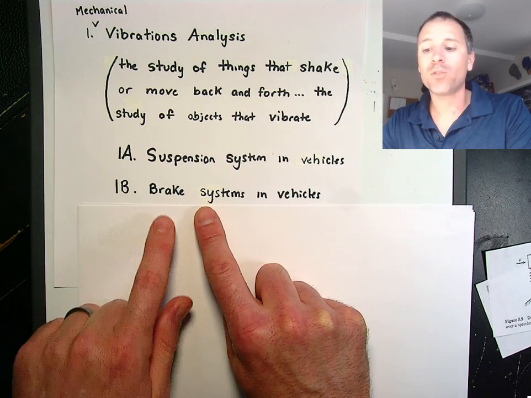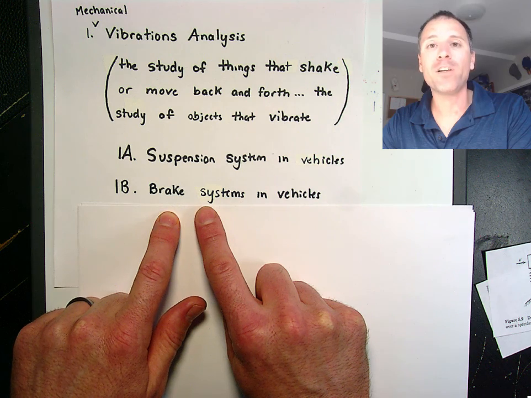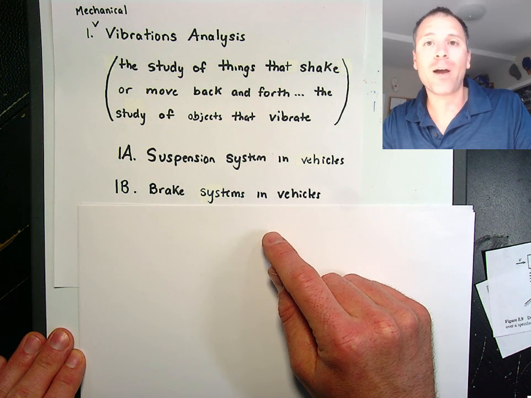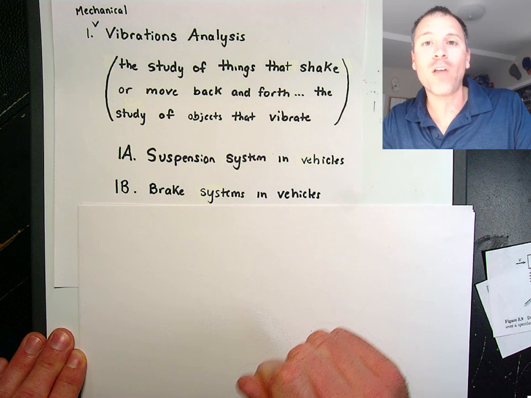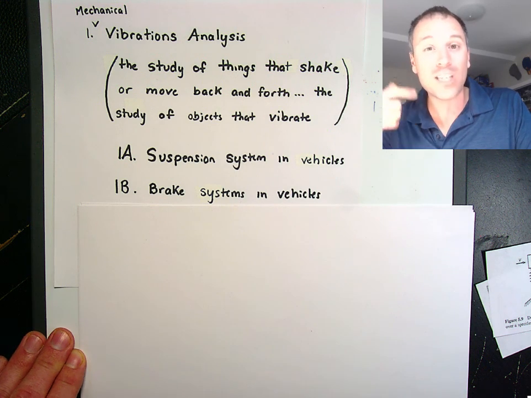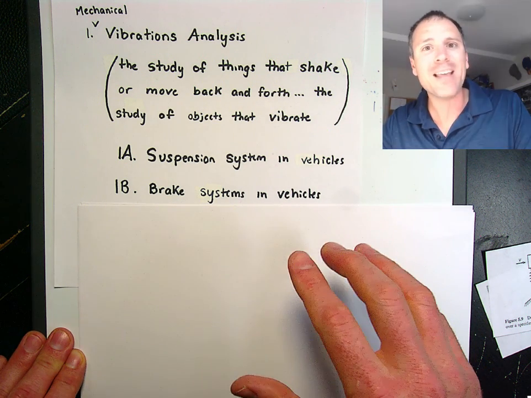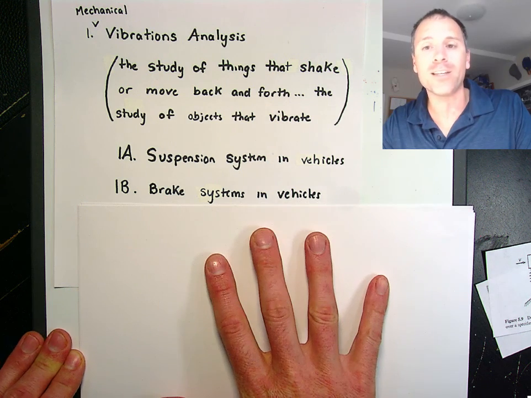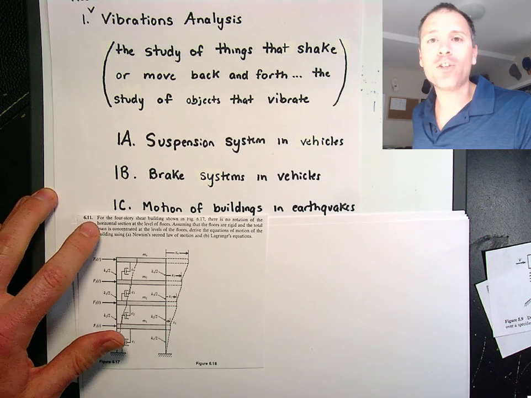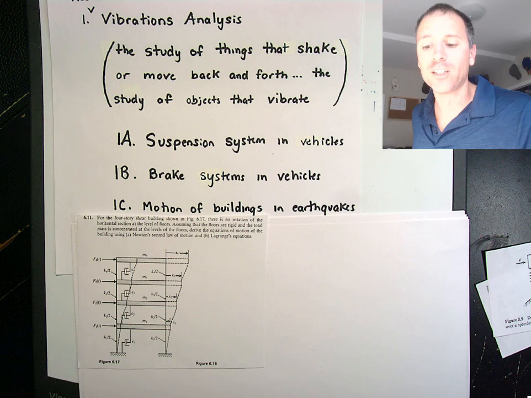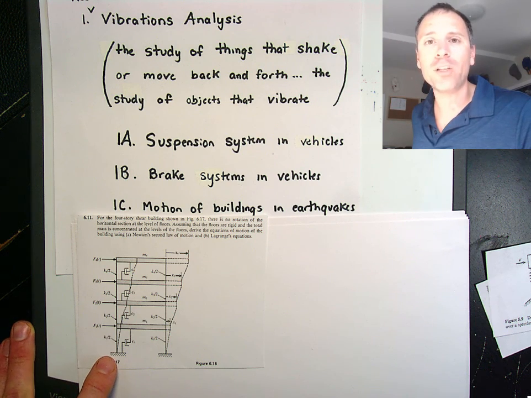Another situation in which this arises is the brake system in any vehicle. That's exactly the phenomenon that I was talking about. When you push the brake of your car and you feel that rattle, that's a vibration. When you see vibrations, think to yourself, oh my God, there's probably an eigenvalue problem underneath this. Another example of where eigenvalues show up in mechanical vibrations analysis is analyzing the motion of buildings during earthquakes.